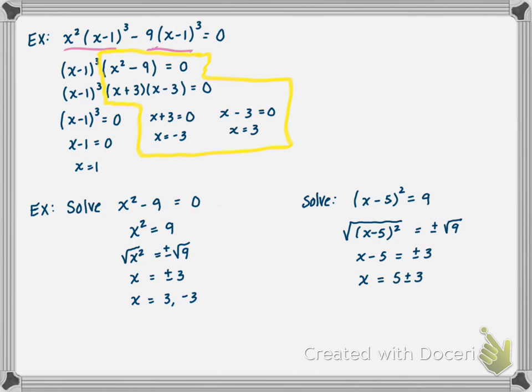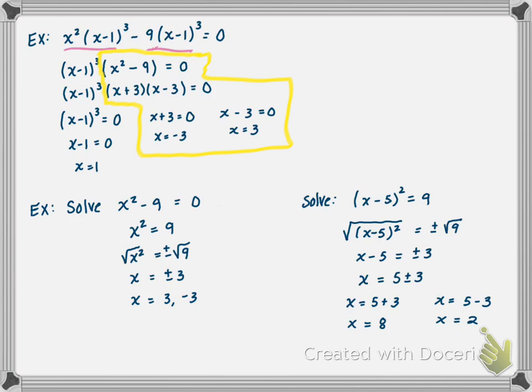And then you can break this up if you want to. Like you can write x is equal to 5 plus 3 or x is equal to 5 minus 3 if it makes more sense to you to see both separately. And then that gives us x equals 8. And x equals 2. So this property that we're using is called the square root property.